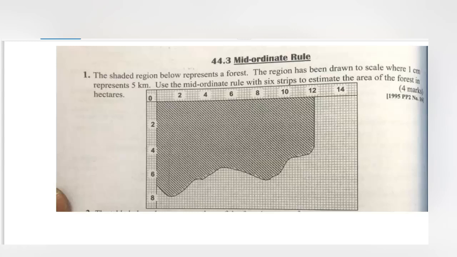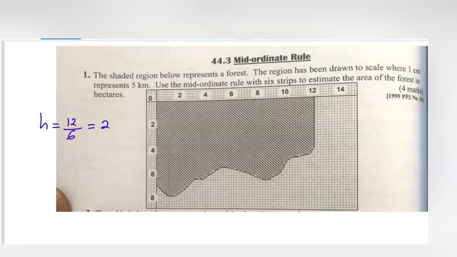In this case, we can begin by getting the height. And for us to get the height, we look at the distance from 0 to 12. Then we divide by the number of strips. In this case, the total length is going to be 12. You divide by the number of strips, and in this case, we are going to have a height of 2.